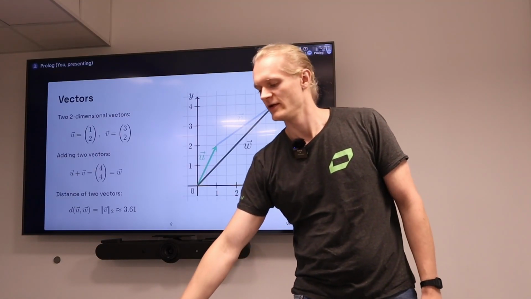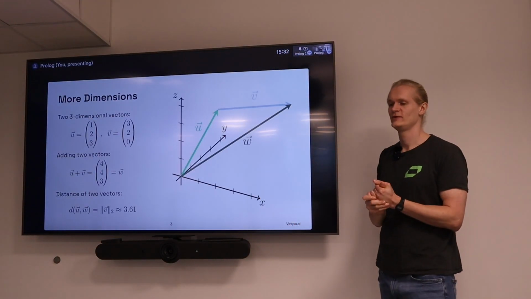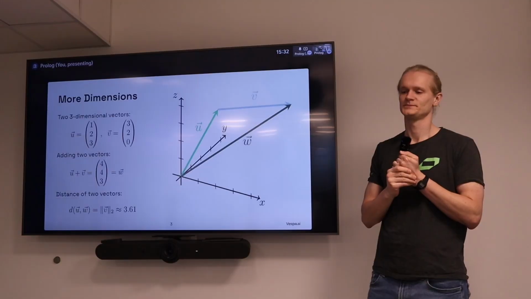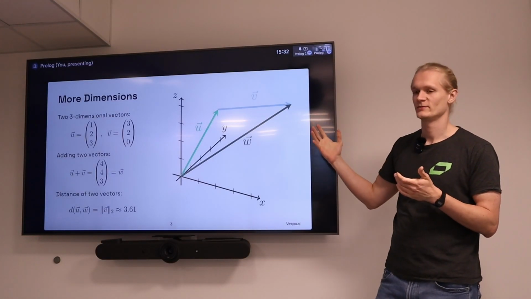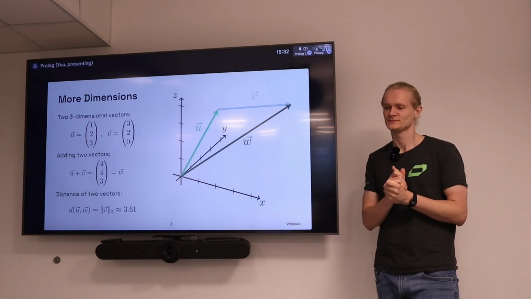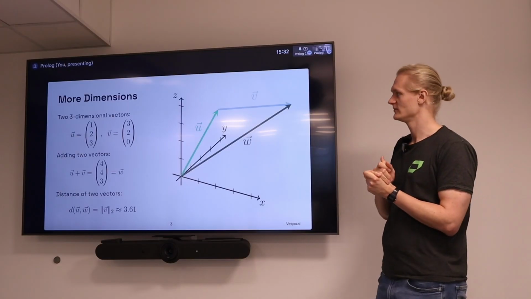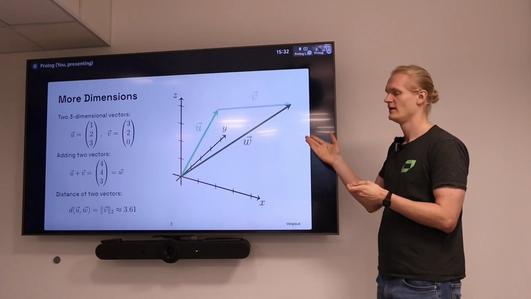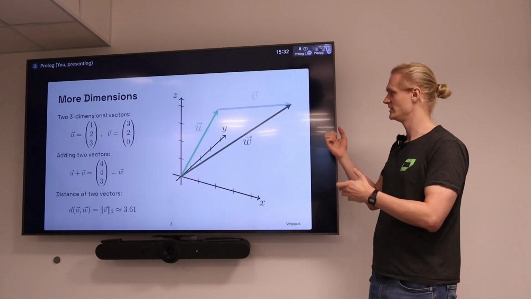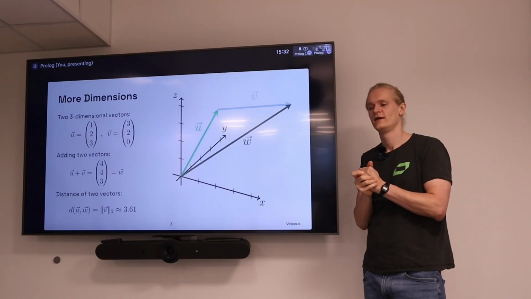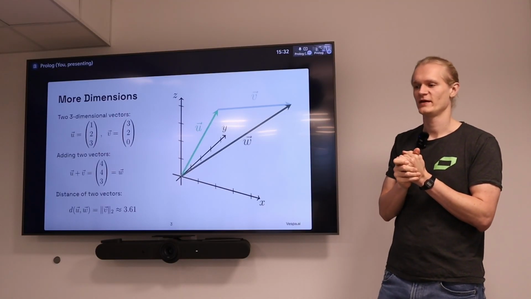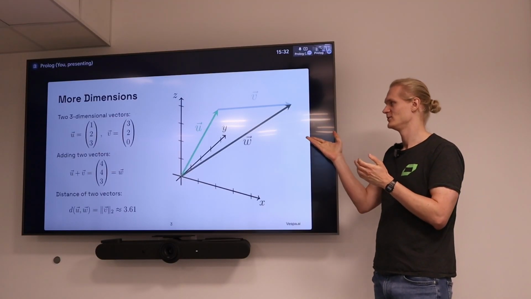Okay, you probably also remember three-dimensional vectors from school. So now instead of just 2 numbers, we have actually 3 numbers. And again, we can represent this graphically. Now instead of 2 dimensions, we have 3 dimensions, so we need 3-dimensional space. It gets a bit harder to actually imagine this, but we can do it.